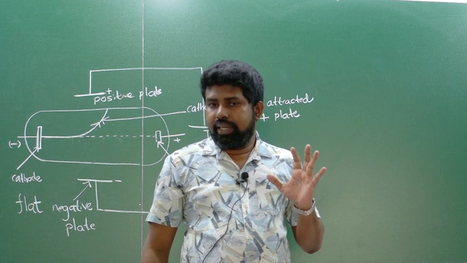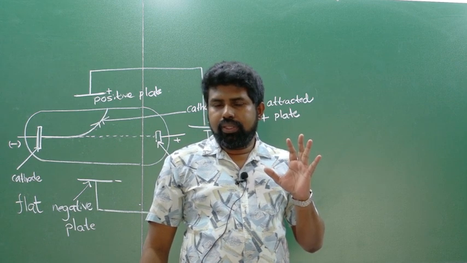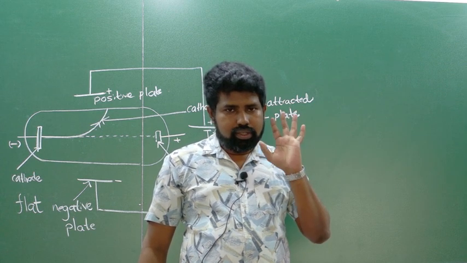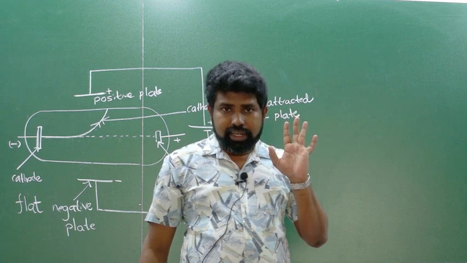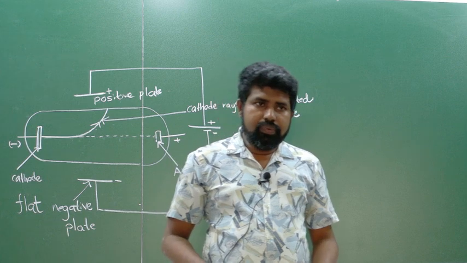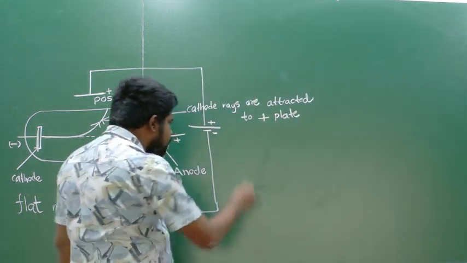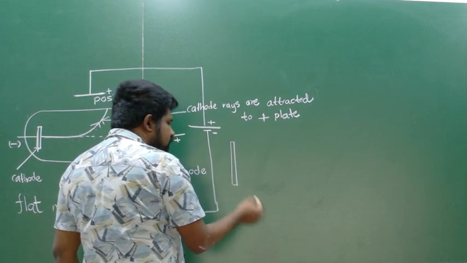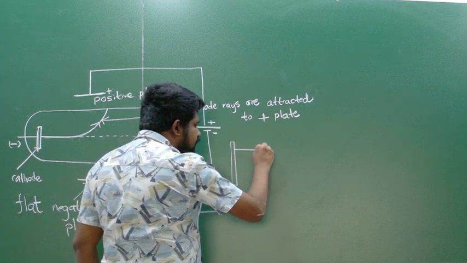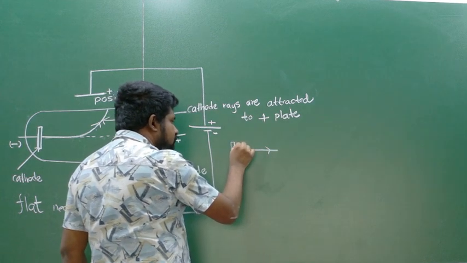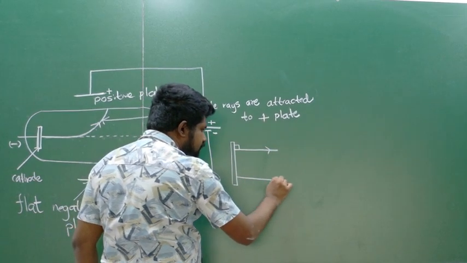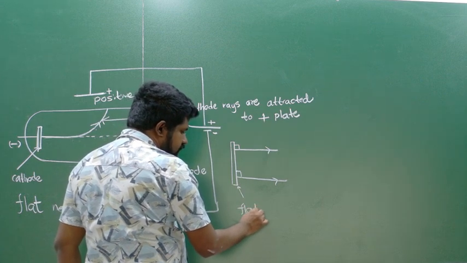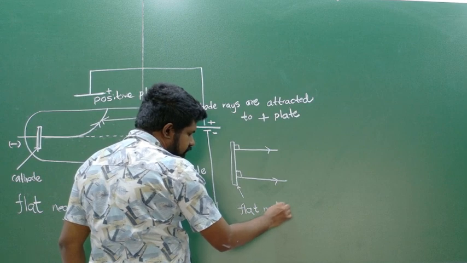So in physics, if we consider the surface where the radiations originated, that's the place where the cathode rays originate, from the surface of the cathode. If the surface is a flat one, like this flat one, the radiations are originated perpendicular to the surface. This is due to the flat nature of the cathode.